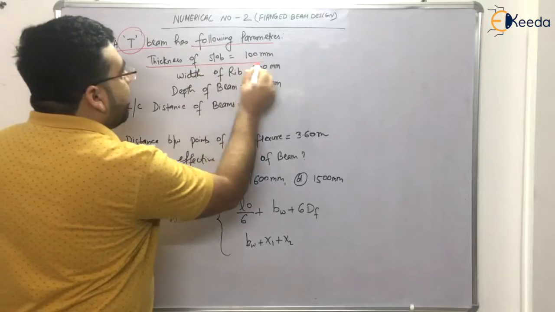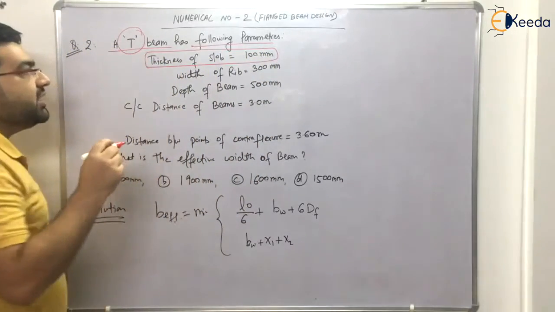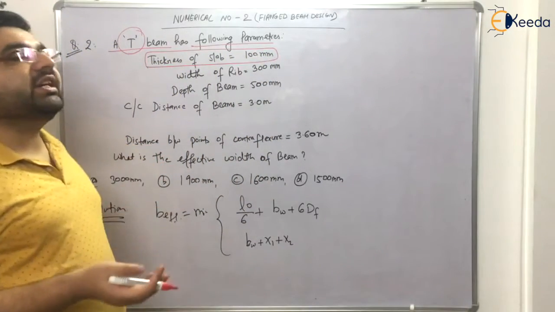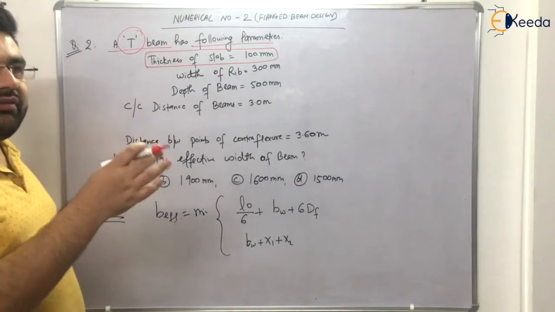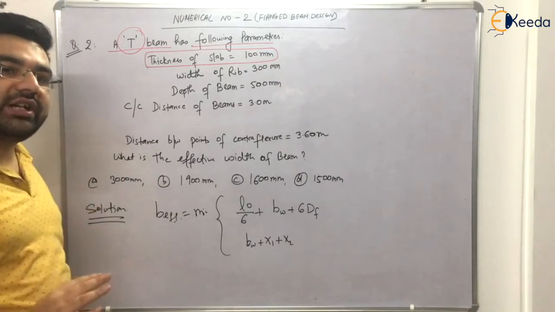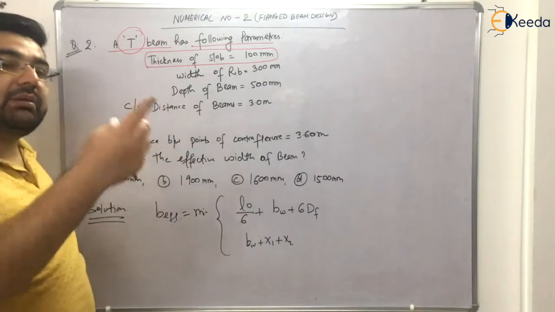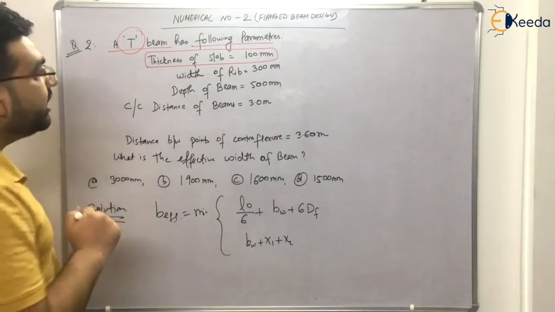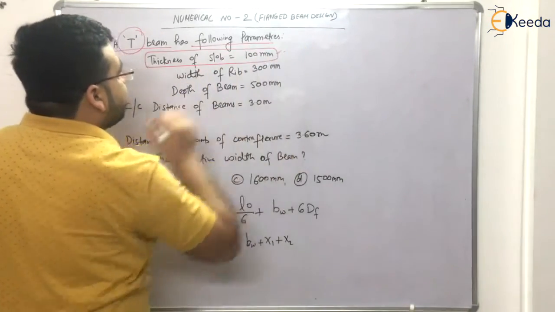Thickness of the slab is 100 mm. Now the question is, sir, is it an isolated T-beam or a normal T-beam? It is a T-beam which is attached with a slab, so it is not an isolated T-beam. If it were an isolated T-beam, the formula would have been different. So the thickness of the slab is 100 mm.